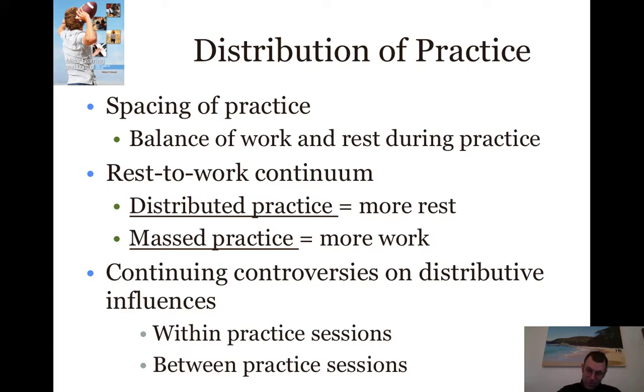There are controversies on the influences of distributed practice. Generally speaking, what the research presents is pretty consistent, but the applications and some of the utilization of distributed practice influences are still not entirely clear.